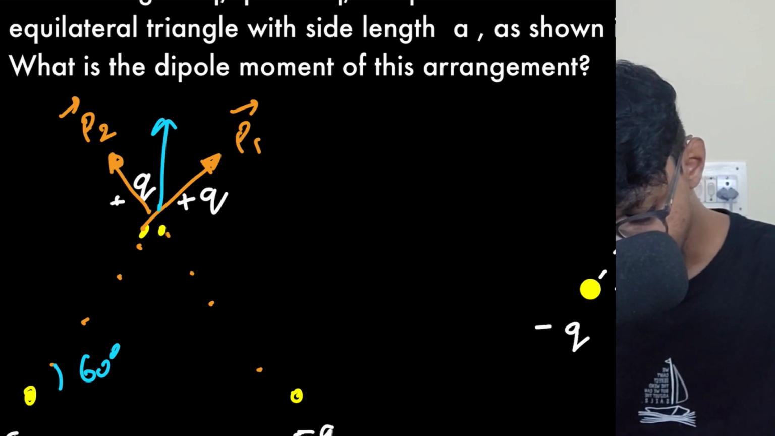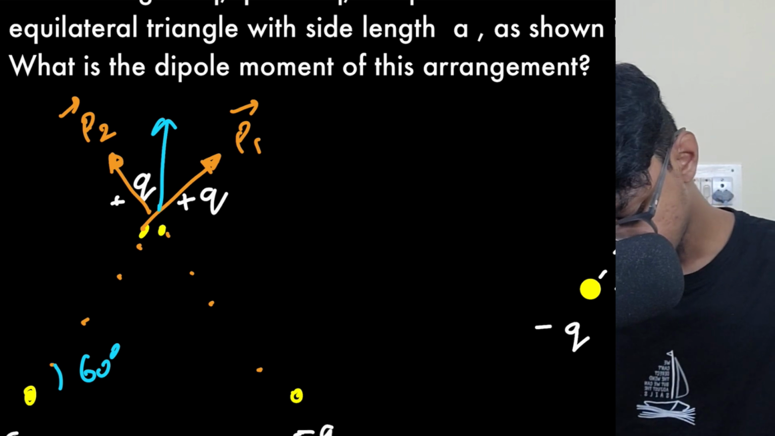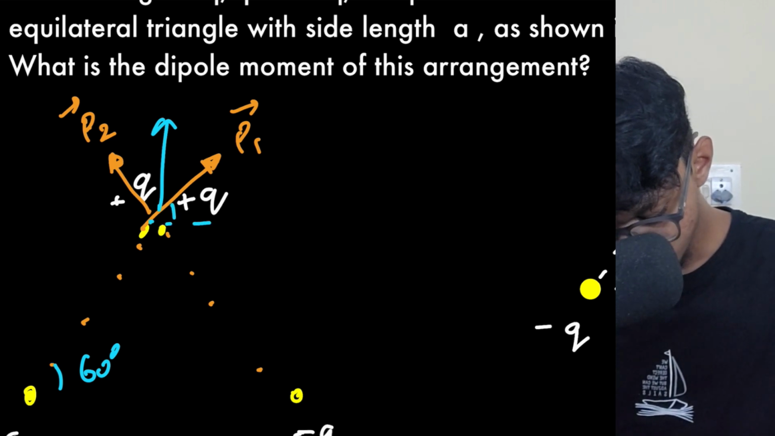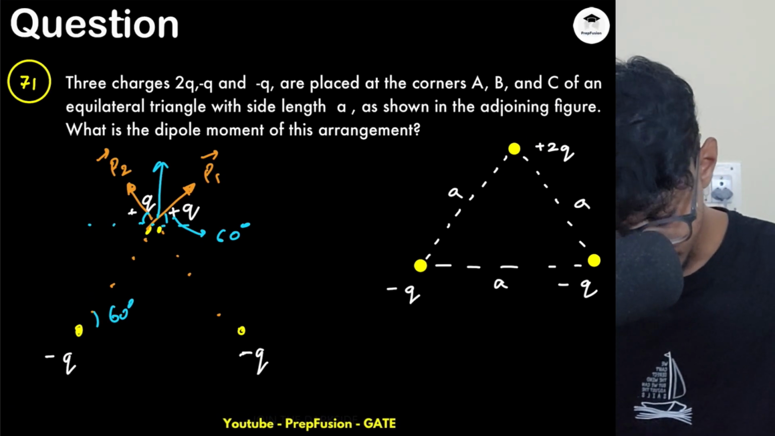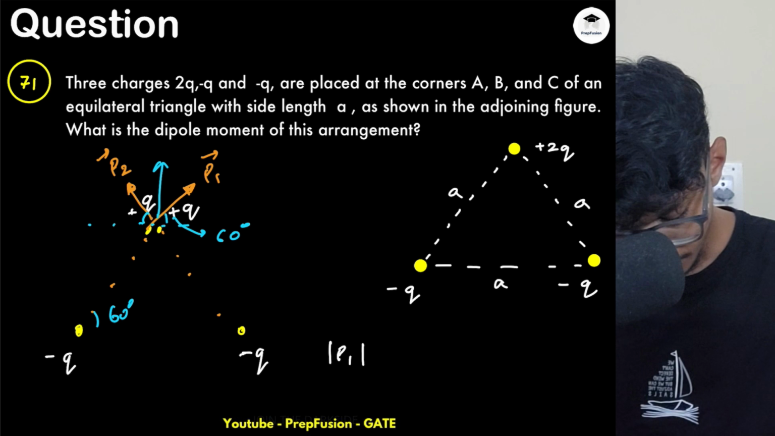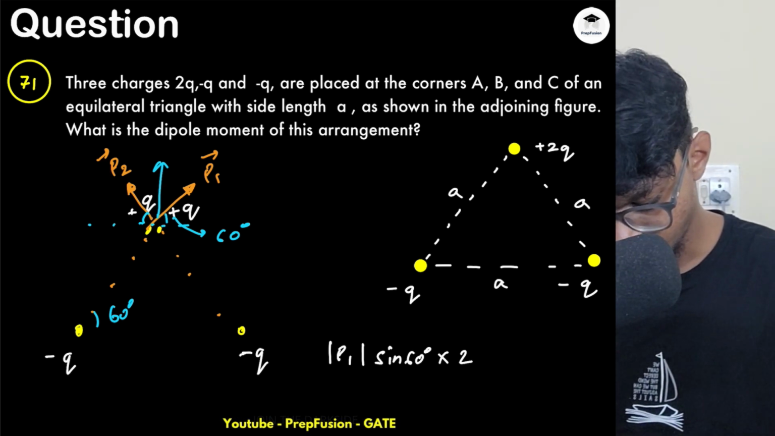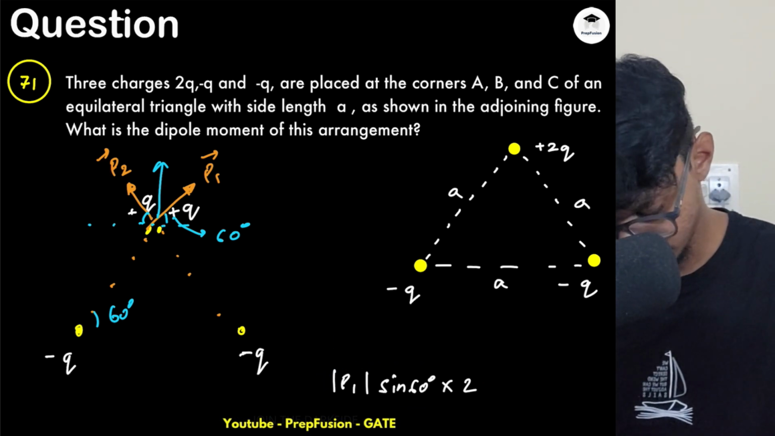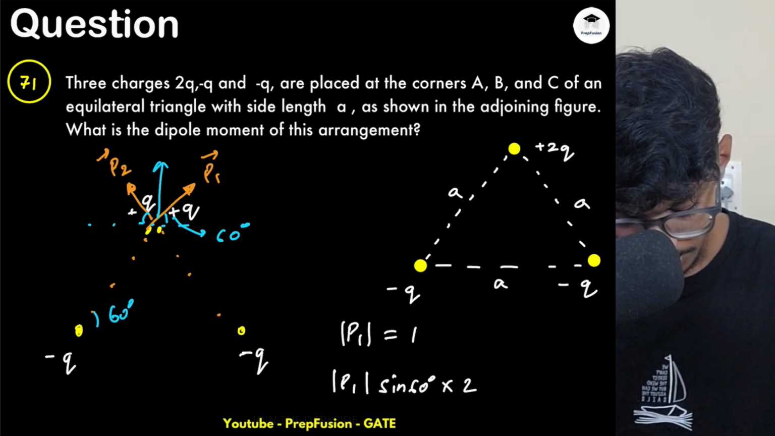My drawing is really bad, I'm sorry for that. This angle also will be 60 and this angle also will be 60. So again I can break this down. So overall my dipole moment will be what? Magnitude of P1 sine 60 into 2, because magnitude of P1 and magnitude of P2 are same. The charges' magnitude is same, the distance is same, so obviously everything will be same. Magnitude of P1 will be equal to magnitude of P2.